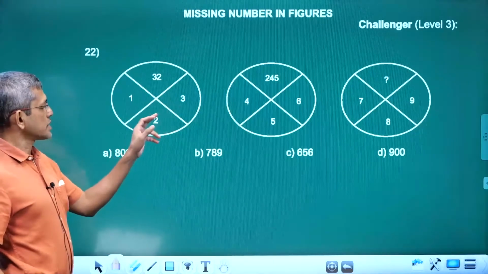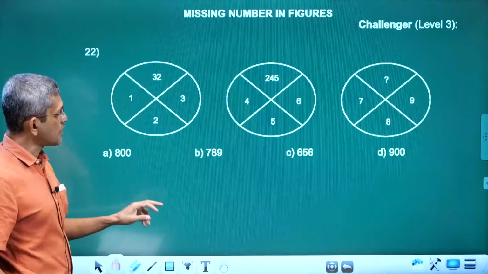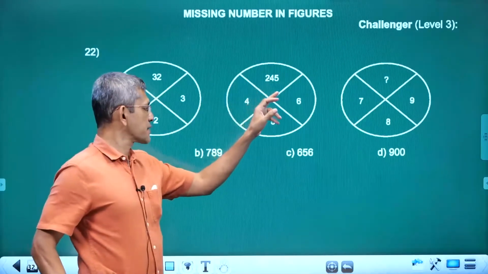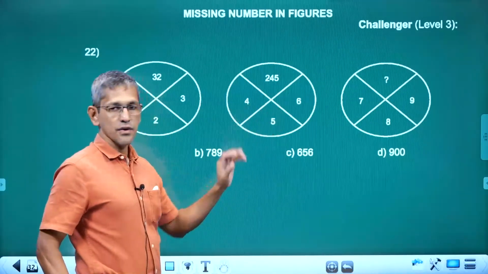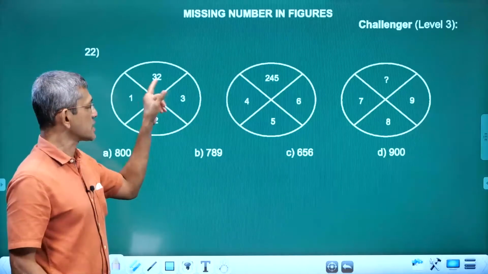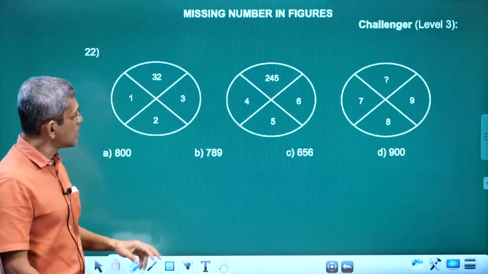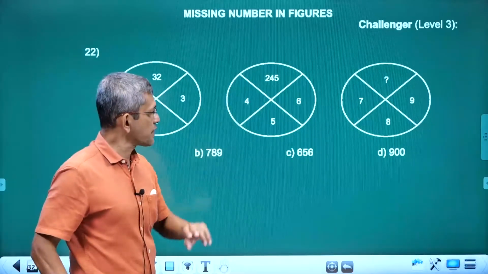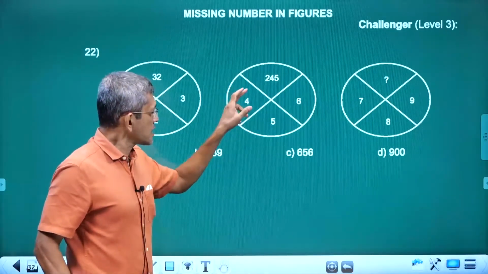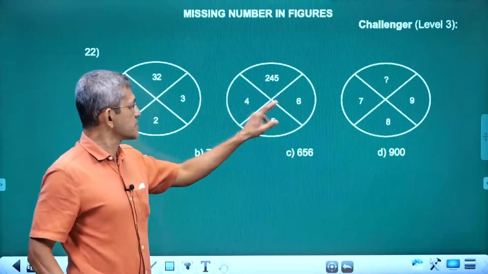1, 32, 3 and 2. Well, 4, 245, 5, 6. Or you can take it this way. 1, 2, 3, 32. So 1, 2, 3 and why the 32? And in this case, 4, 5, 6 and 245. So how do we get 245 from 4, 5 and 6?